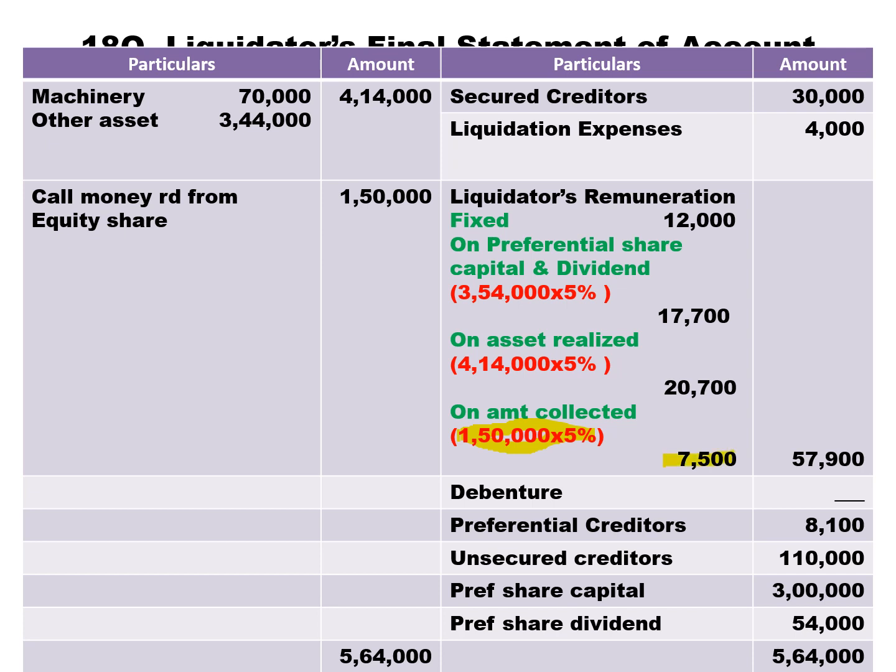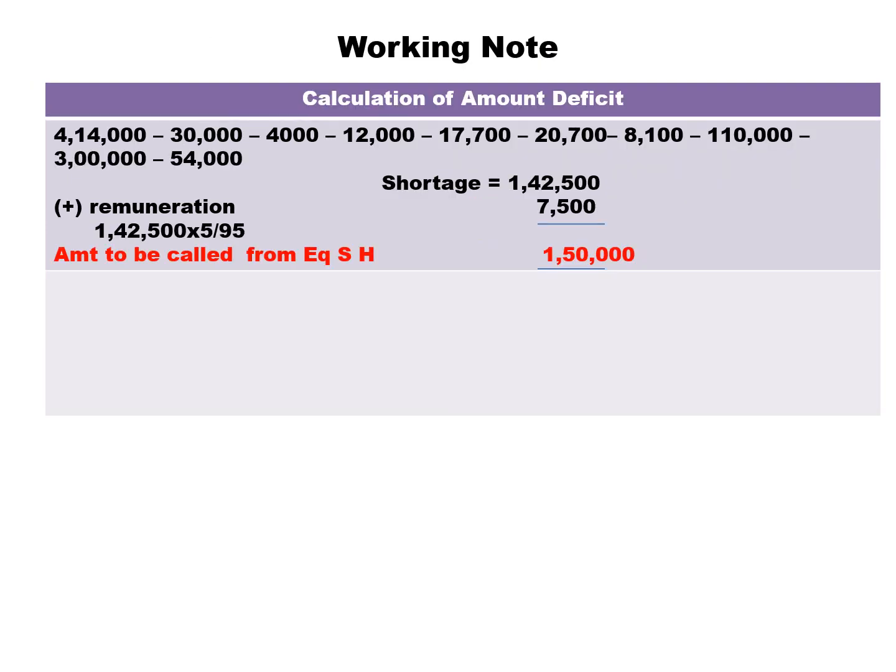So let's go into the detailed calculation in the next slide. Working note, you get 4,14,000 on assets realized, minus 30,000 secured creditor, minus 4,000 liquidation expenses, minus 12,000 fixed remuneration, minus 17,700 as remuneration on preference capital and dividend, minus 20,700 as remuneration on assets realized, minus 8,100 preferential creditors, minus 1,10,000 as unsecured creditors, minus 3 lakh preference capital, minus 54,000 as preference dividend. So you get a shortage of 1,42,500.